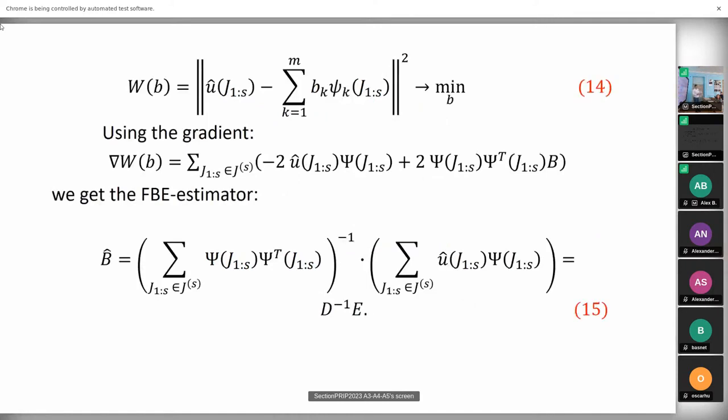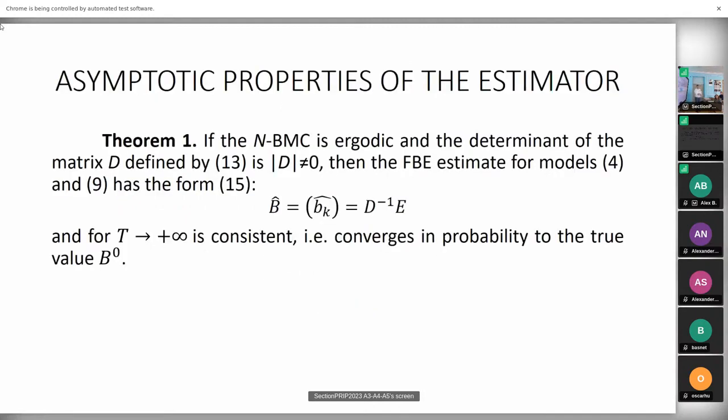The idea of the fixed-based estimator is to find such F_B that the function F_B converges in probability in the L2 basis. Using the gradient, we get the estimation of parameter B for fitting, and with this result we can formulate Theorem 1.